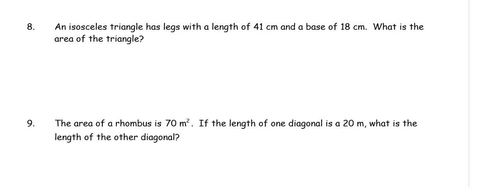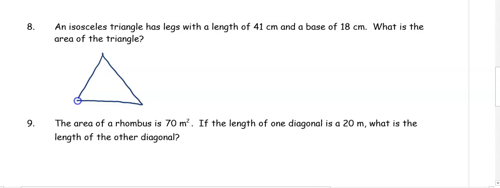In number 8, an isosceles triangle has legs of 41 and a base of 18. What is the area of the triangle? So in an isosceles triangle, you have 2 congruent legs that are 41 and a base that's 18. When you draw in the height in your triangle, that splits the base into 2 congruent parts, 9 and 9. So we can do Pythagorean theorem to find the height.